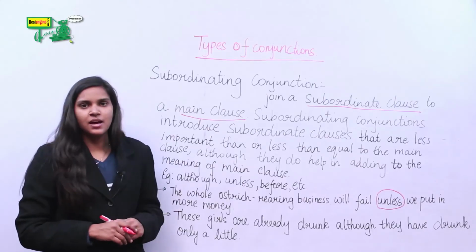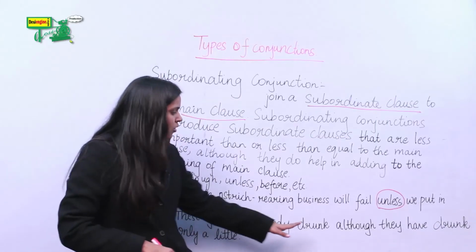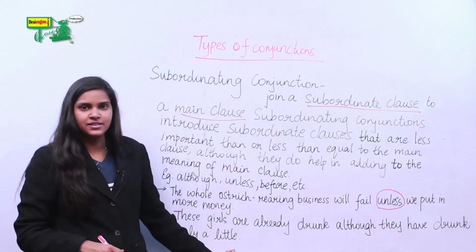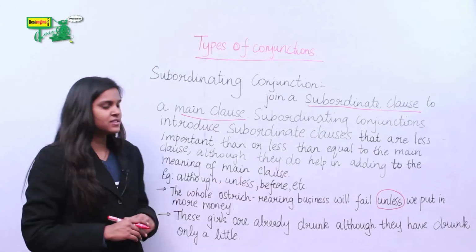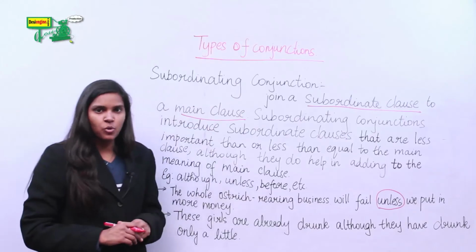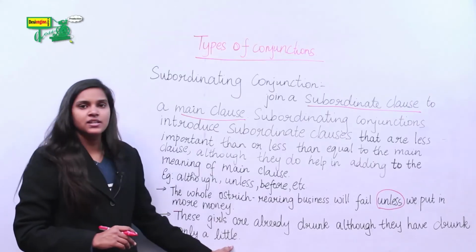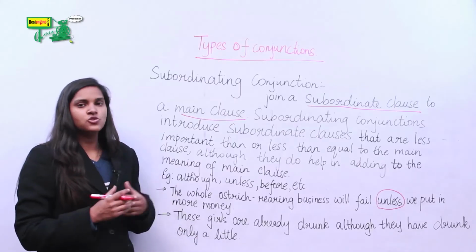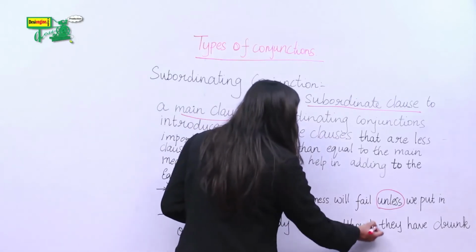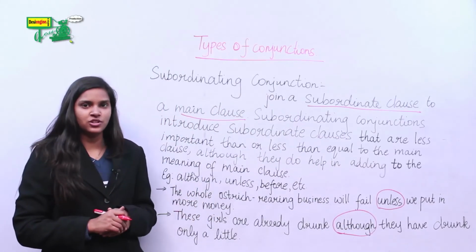Let's take another example. These girls are already drunk, although they have drunk only a little. The main clause in this sentence is these girls are already drunk. The subordinating clause is they have drunk only a little. The word joining these two clauses is although. Therefore, that is our subordinating conjunction.